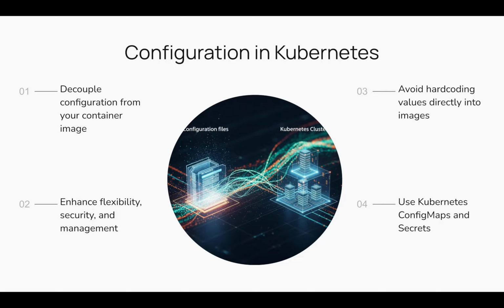The worst way to do this is hardcode these values directly into your container image. This makes your image inflexible, difficult to manage across different environments like dev, staging, and production, and it's a huge security risk. The proper way is to decouple your configuration from your container image. Kubernetes provides two core resources designed for exactly this purpose: ConfigMap and Secrets.